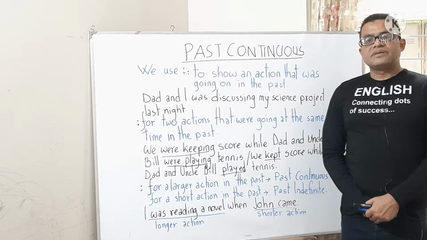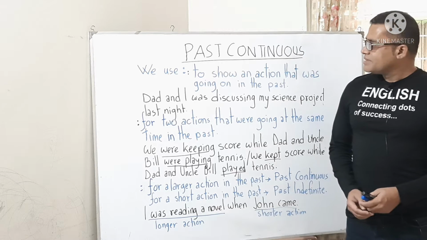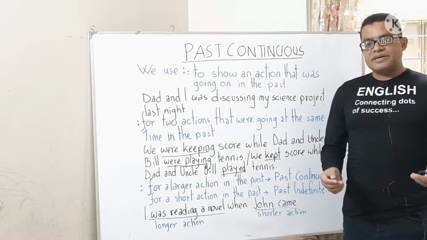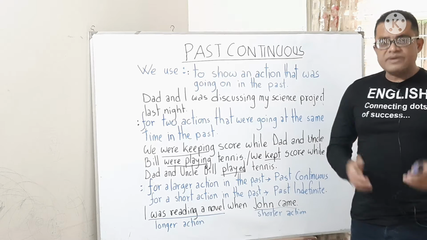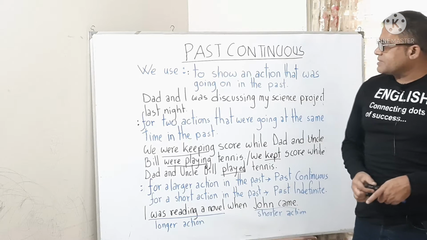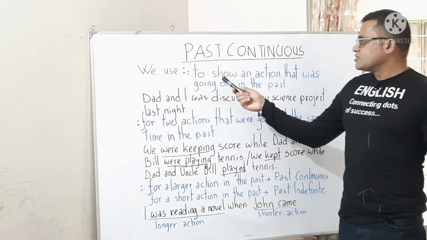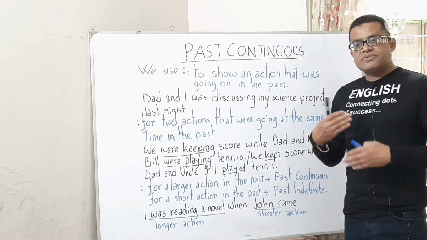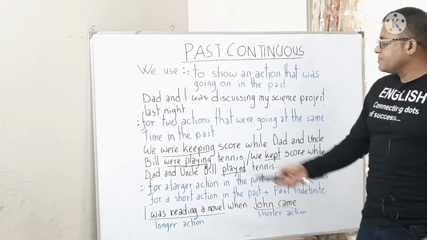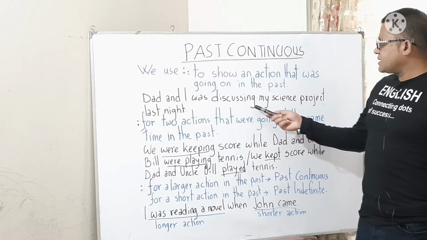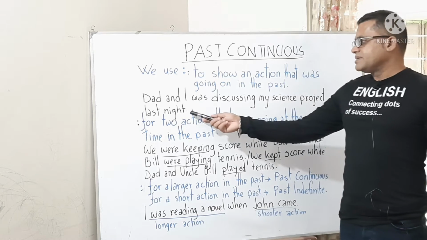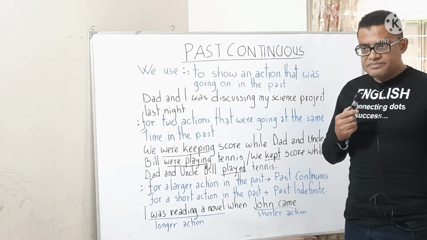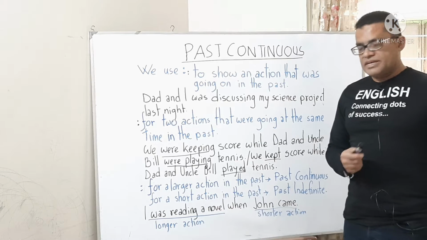This time we are discussing past continuous. So let's have the definition of it. What do we mean by past continuous tense? We use it to show an action that was going on in the past. That means work that was going on in the past. Dad and I were discussing my science project last night. That means the work my dad and I were doing last night.